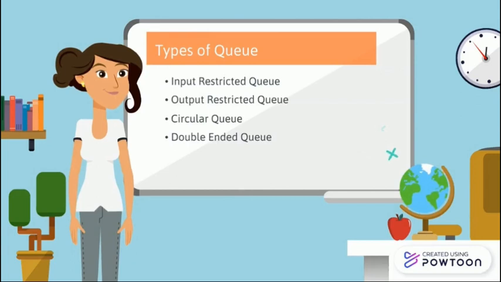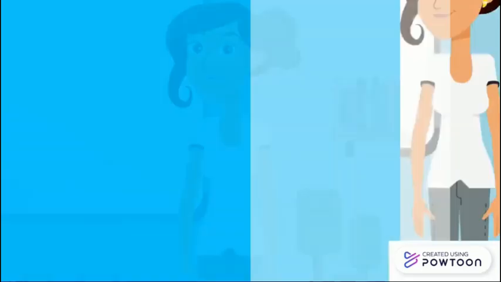Circular queue. This is a special type of queue where the last position is connected to the first position. Here also, the operations are performed in a FIFO order. And double-ended queue. In a double-ended queue, the insertion and deletion can be done from both the ends, and this is also a special type of queue. And the last one is priority queue. The priority queue is a special queue where the elements are accessed based on the priority assigned to them.